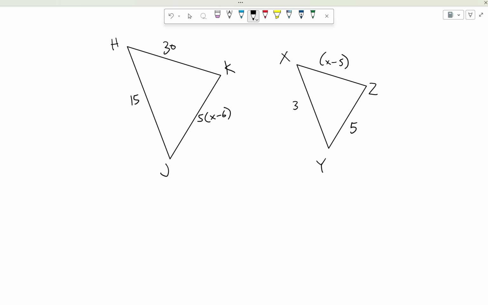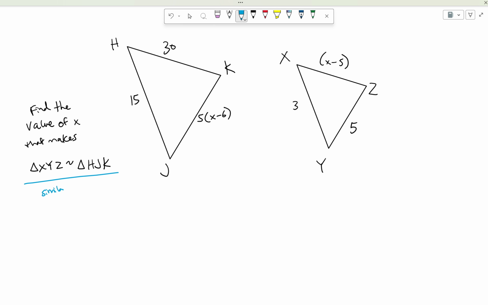Now, the setup already looks kind of crazy, but here's what I need to make sure that we have established: we are going to find the value of x, which is obviously the goal for the problem, but it's how we set it up that's going to be the trick. So we find the value of x that makes these proportional or similar. It's going to be triangle XYZ similar to triangle HJK. What's great is that we were given this similarity statement.